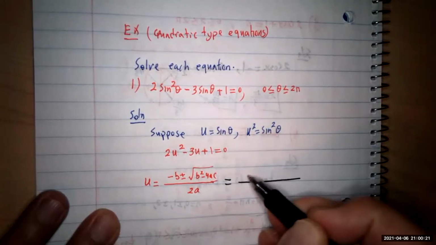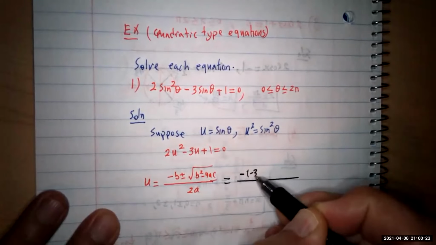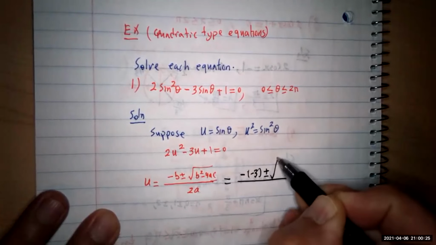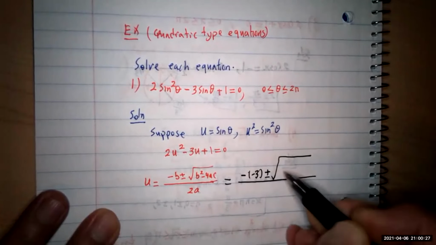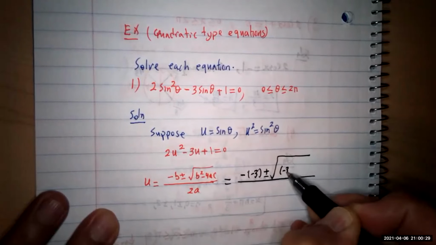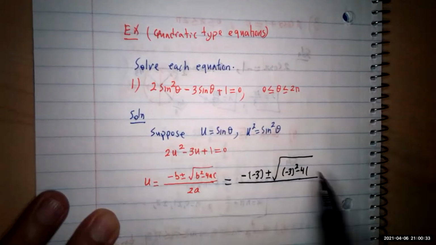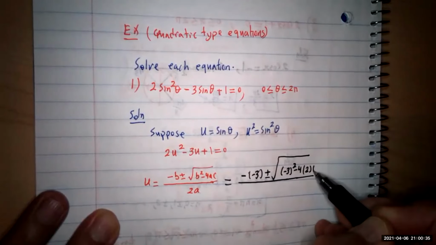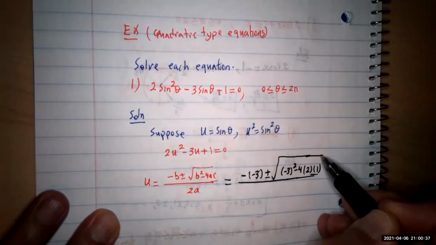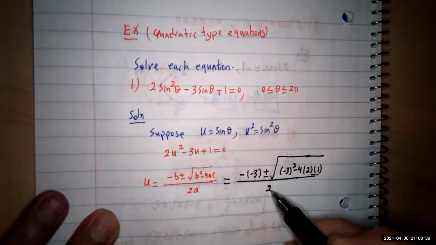So negative b would be negative 3. That's going to be plus or minus. b squared would be negative 3 squared, minus 4ac, 2 times 1, divided by 2a, which is going to be 2 times 2.